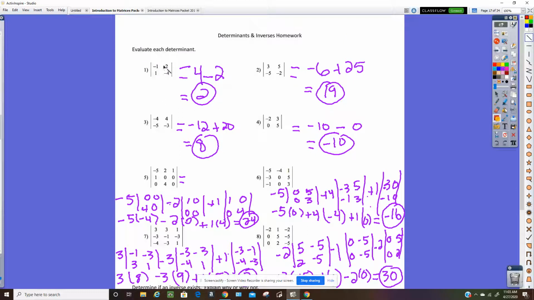So the determinant of this 2 by 2 is -1 times -4, 4, and then subtract 1 times 2 is 2, so 4 minus 2 is 2. And then -6 is this product, minus a -25 would be plus 25. So you get 19 for that determinant. Multiply the diagonal 12, and then this diagonal is -20, but you're subtracting it, so it becomes positive 20. So you get an 8 there. And then -10 minus 0 is -10.